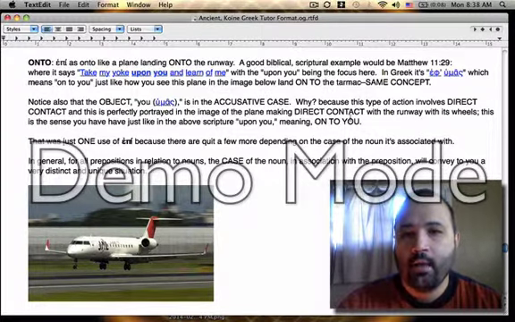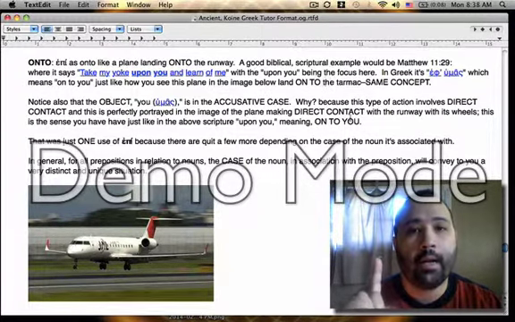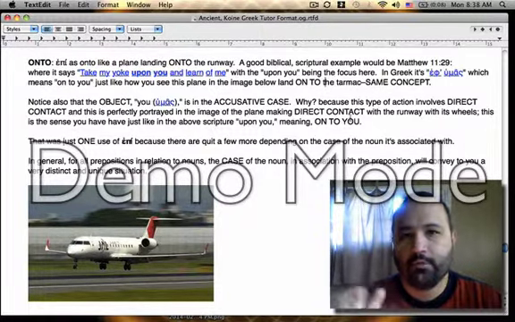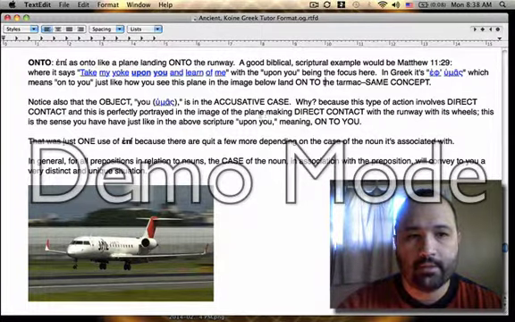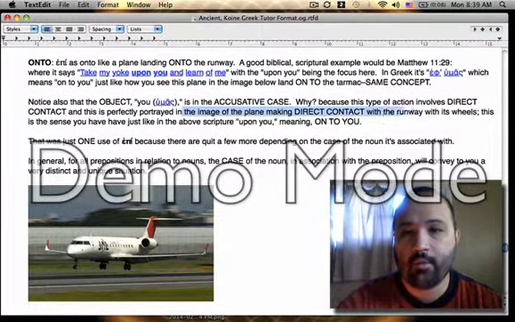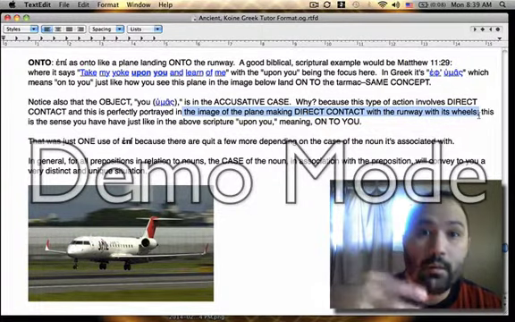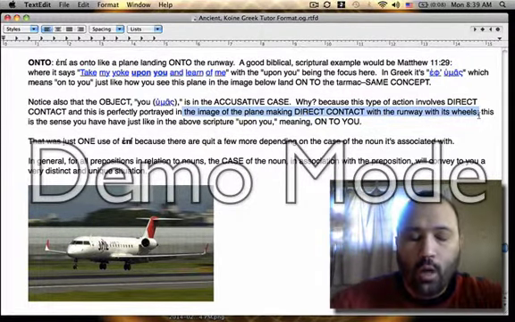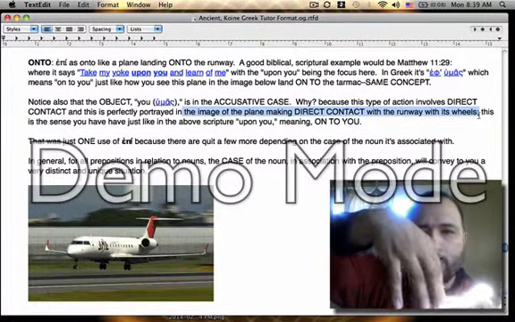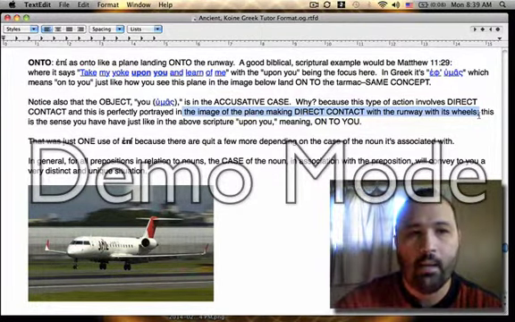Why? Because this type of action involves direct contact, and when there's direct contact, you have to use accusative. So this action involves direct contact, and this is perfectly portrayed in the image of the plane making direct contact with the runway with its wheels. So the yoke comes onto you, the wheels come onto the tarmac, okay?